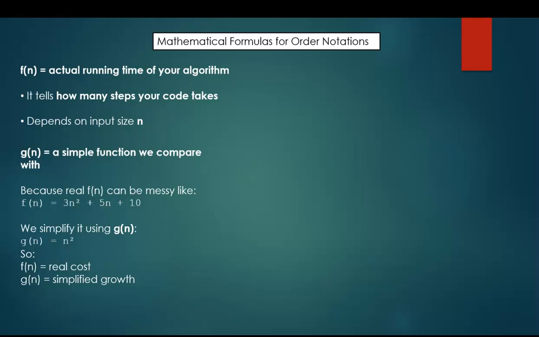This g of n is nothing but a simple function we compare with. Because the real f of n can be messy, like we have seen, right? 3n squared plus 5n plus 10. So you need to simplify it. We have simplified it in the previous slides. So g of n is n squared after simplification. So what you understand from this is f of n will be the real cost, g of n will be the simplified growth. These two terms are very important. F of n is the real cost and g of n is your simplified growth.